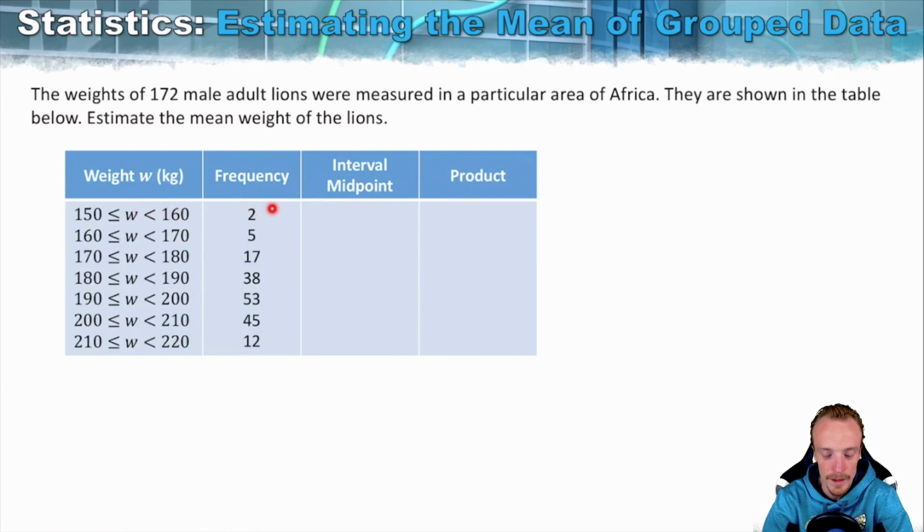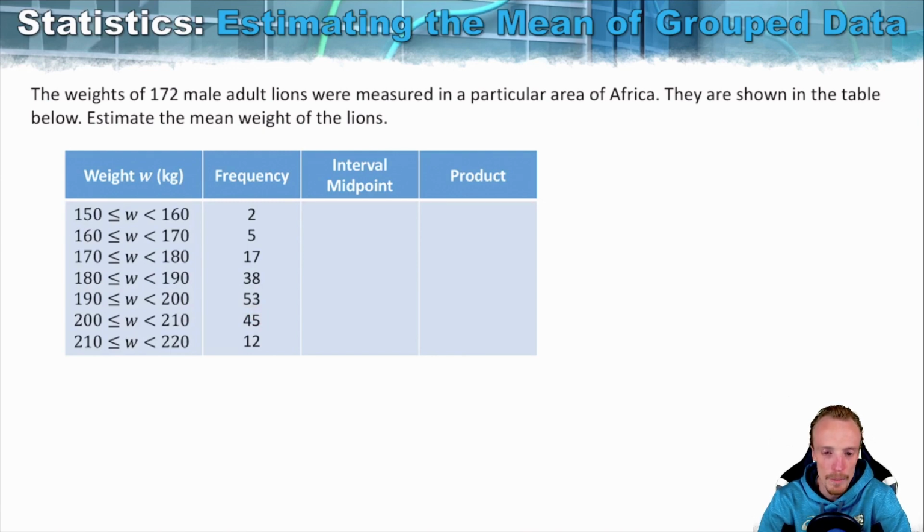two lions that fit in that category. We've got 5 lions that are either equal to 160 or greater than 160 kilograms, but less than 170. We've got 17 that are between 170 and 180 essentially, 38 that are between 180 and 190, and so on and so forth.